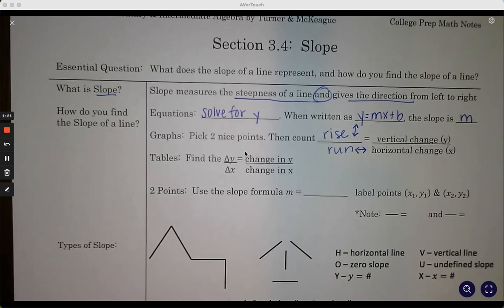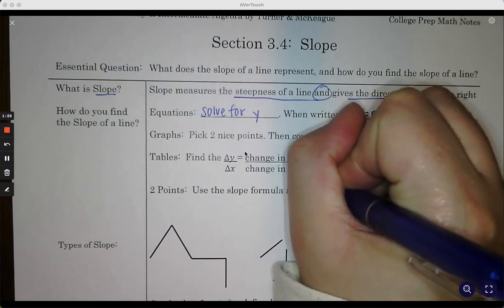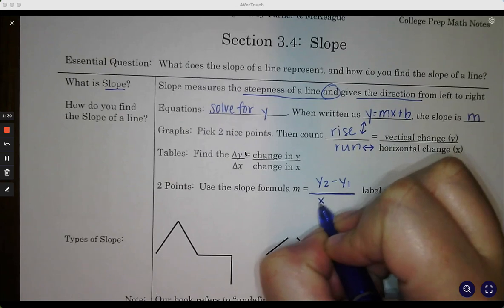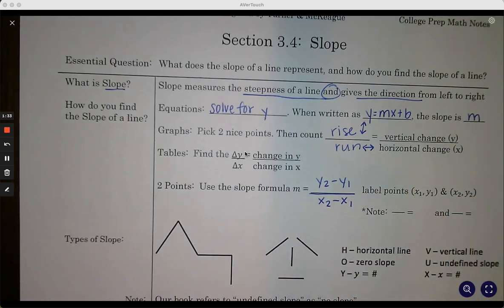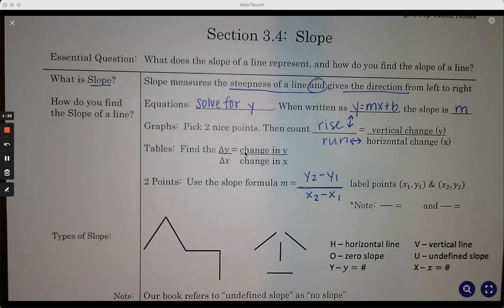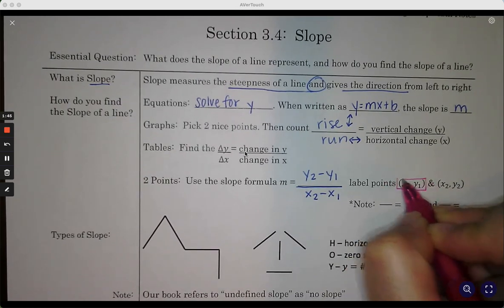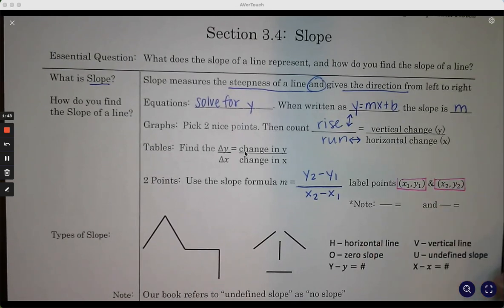If you are given 2 points, use the slope formula, which I absolutely hate, but it's y2 minus y1 over x2 minus x1. And the reason I hate it is because people get the numbers mixed up every single time. So it's very frustrating. So what I'm going to tell you to do is when you're given your points, label them x1, y1, x2, y2.